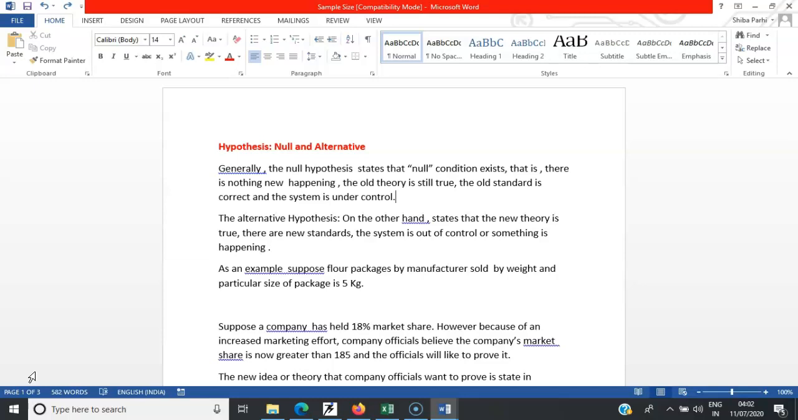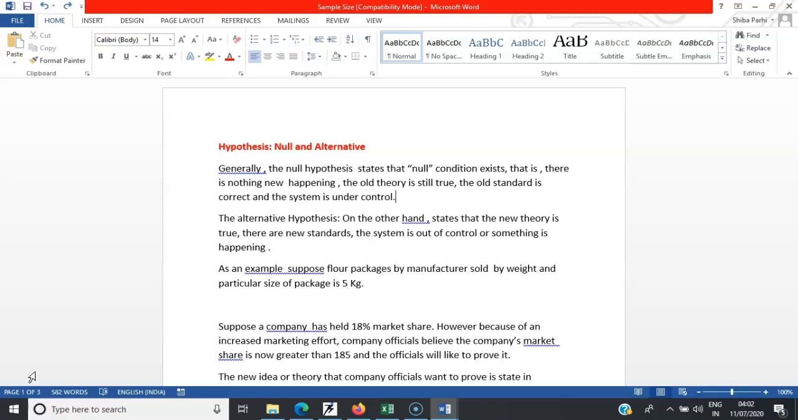The alternative hypothesis, on the other hand, states that the new theory is true, there are new standards, the system is out of control, or something is happening. So the alternative hypothesis talks about something new, because of some new intervention or new experiment, something has resulted and something is out of control. That becomes your alternative.